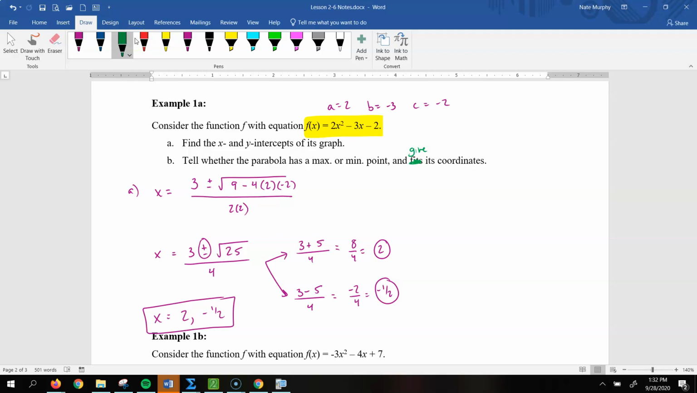To find our y-intercept, remember our y-intercept is just the c value. So the y-intercept is negative 2, or we would say the coordinate (0, negative 2).